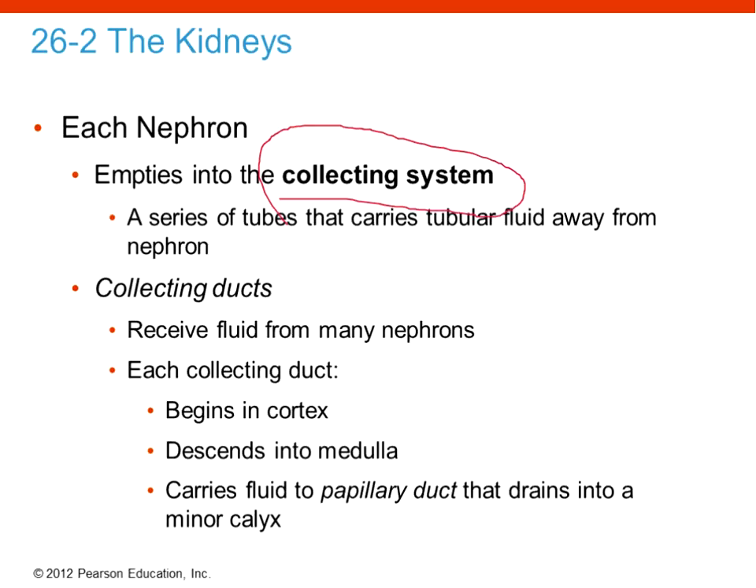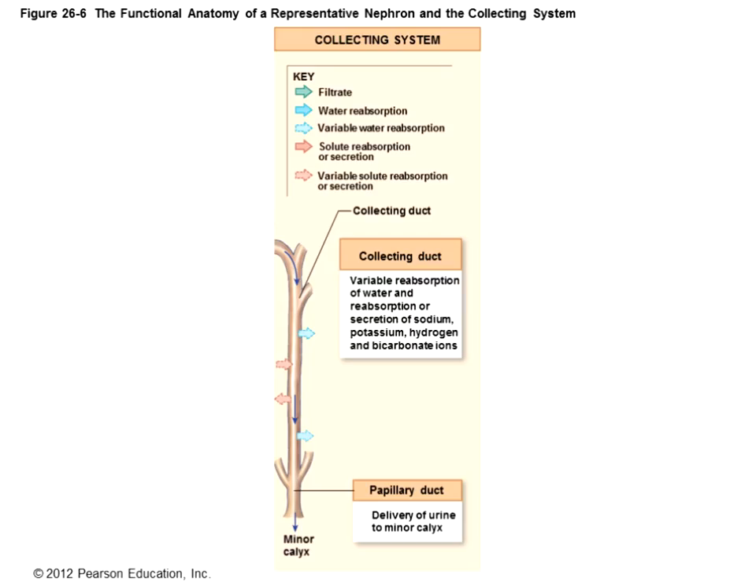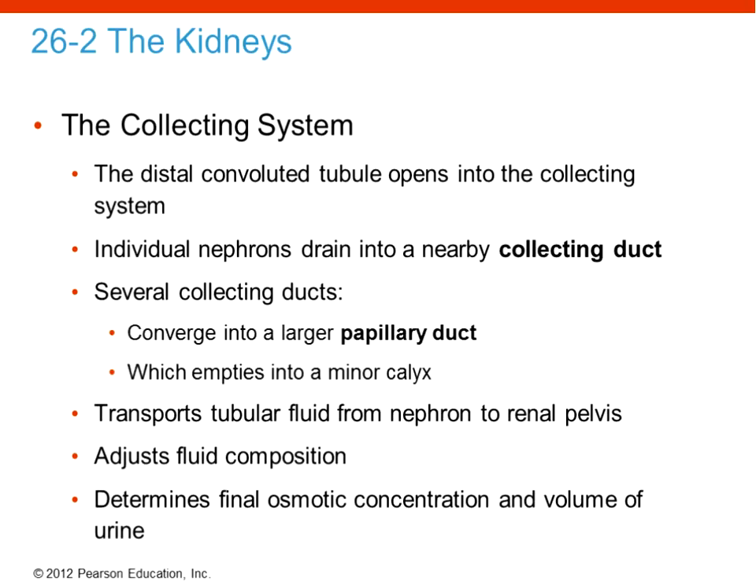Each nephron then empties into what's called a collecting system. These collecting ducts receive these fluids and ultimately drain them into the minor calyx. This is the last stage. Maybe you see a little water reabsorption or solute reabsorption, but ultimately the last thing is to deliver the urine to the minor calyx, where it will then drain into the ureters.